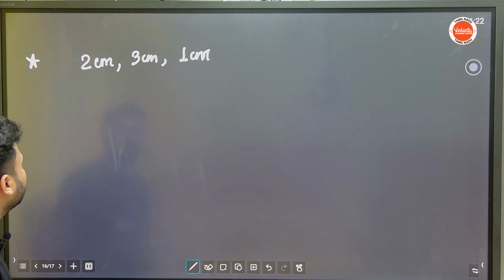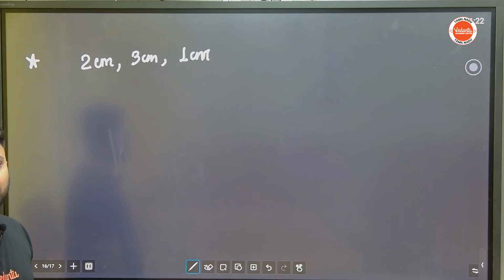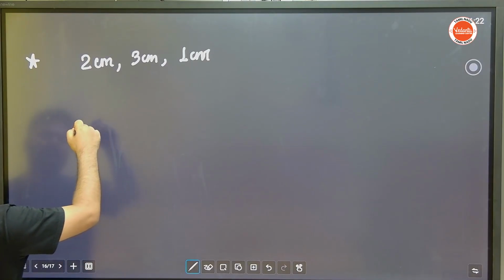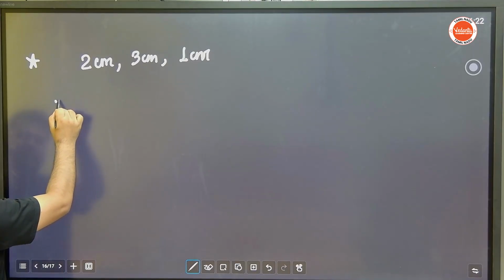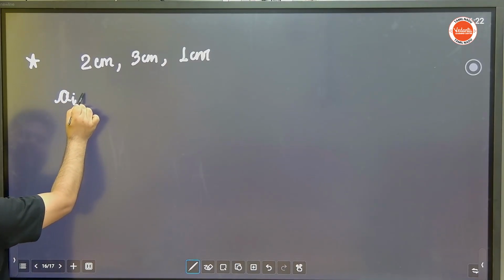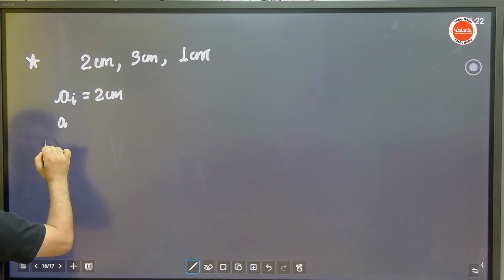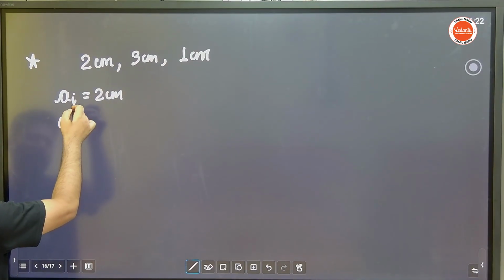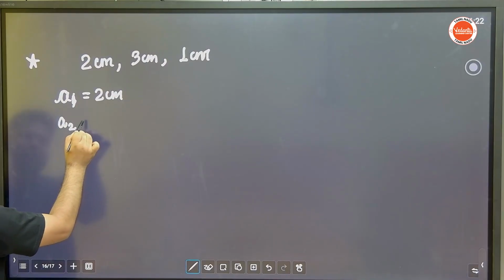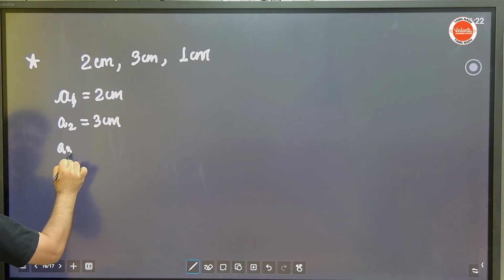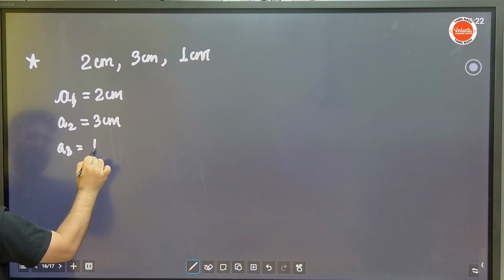Then they ask you to find the mean value. These are the observations. This is my first observation, A1, which is 2 centimeter. Second observation, A2, is 3 centimeter. And A3, my third observation, is 1 centimeter.